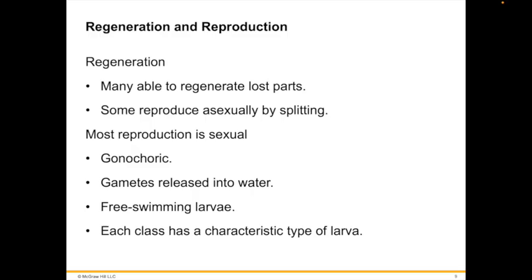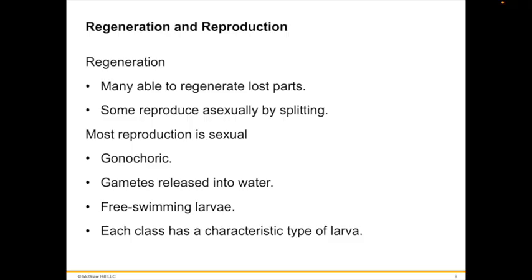Many echinoderms are able to regenerate lost parts. Some echinoderms can lose and then regrow an arm. When some sea cucumbers are disturbed, they cast out their entire digestive system and subsequently regrow it over a period of several months. Some echinoderms can reproduce asexually by splitting.